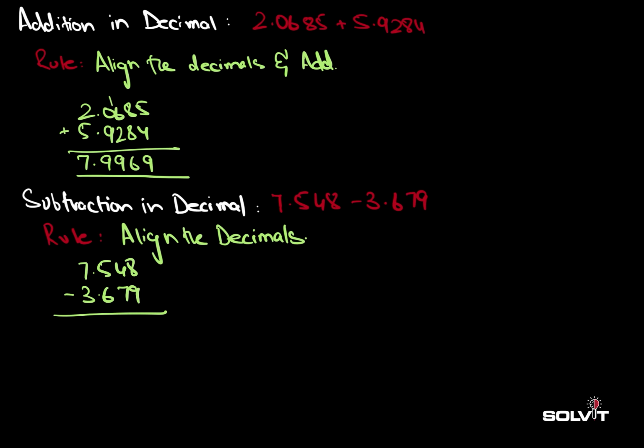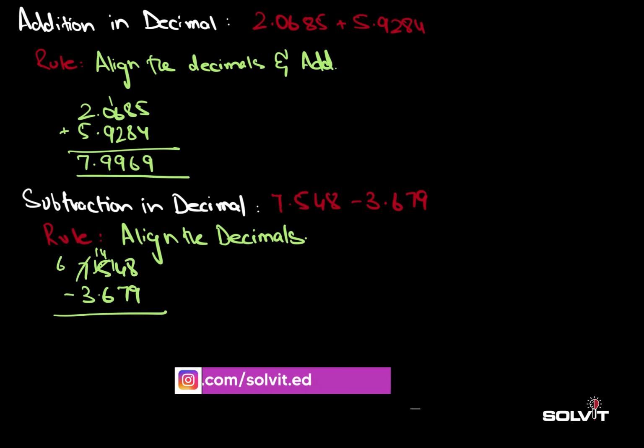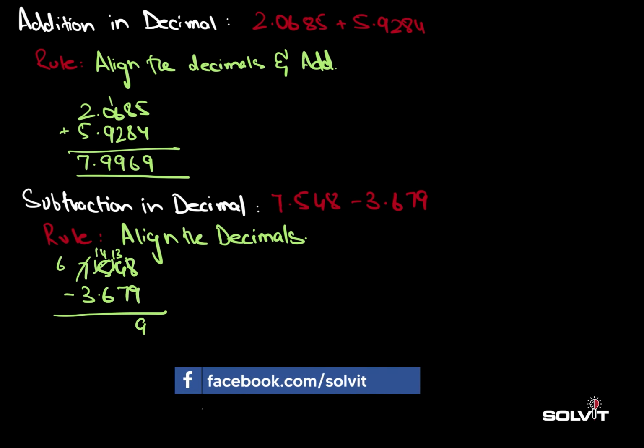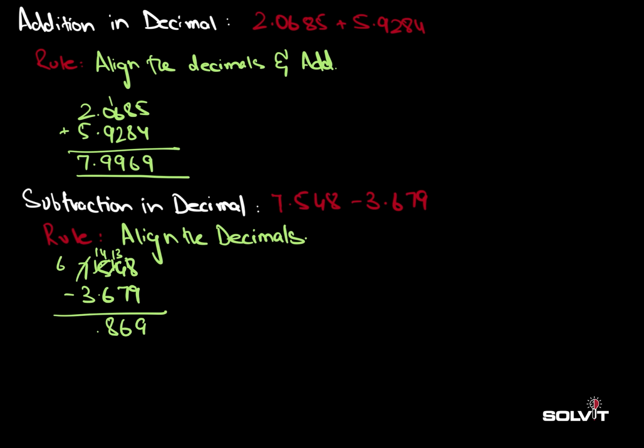So 8 cannot be subtracted from 9, so we'll have to borrow 6, 14. All of this might seem very baby math, but we need to know all of this to sit for the IBA test and ace that test. 13 minus 7 becomes 6, 14 minus 6 becomes 8, and decimal will come in place of decimal. 6 minus 3 is 3, so 3.869 is the answer for this.